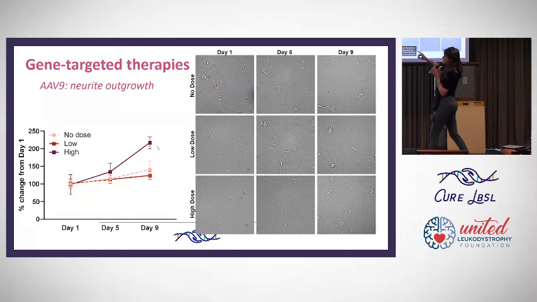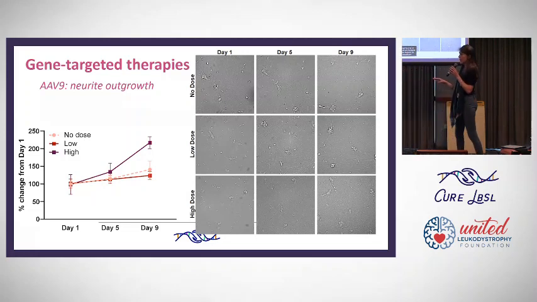What we have on this graph here is day 1, day 5, and day 9 of treatment with AAV9. We have one LBSL cell line here, no dose. This pink dotted line is how these cells grow over time. And then a low dose and a high dose of the AAV. You can see with the low dose there's really no effect, but when we do the high dose of AAV, we get an increase in the area. So this is looking at the axons and the growth of these cells over time. Just click once more.